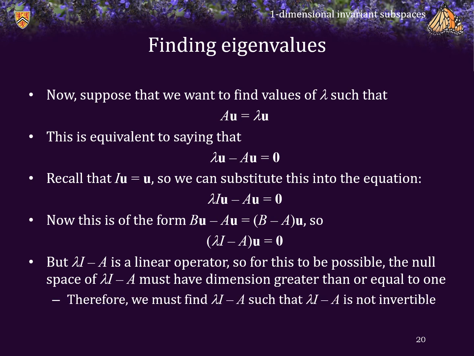Therefore, we must find lambda times the identity operator minus A such that that operator is not invertible. Now, how do we know if something is not invertible? We know that lambda times the identity operator minus A is not invertible if the determinant is equal to 0.